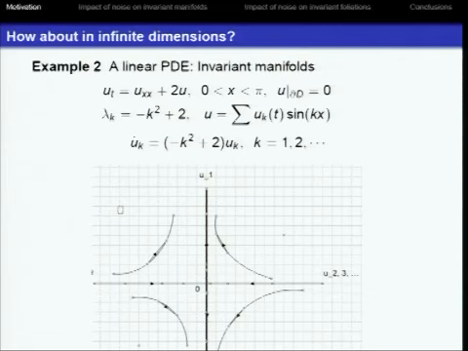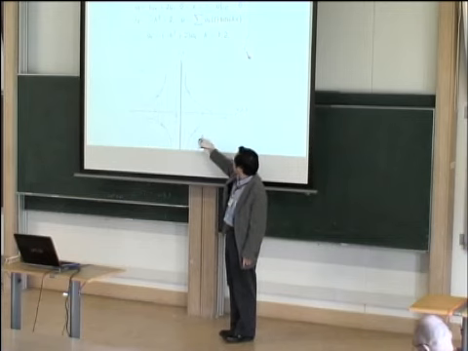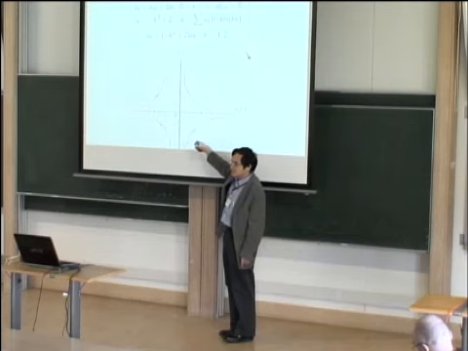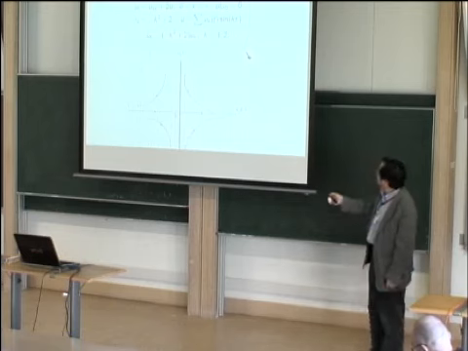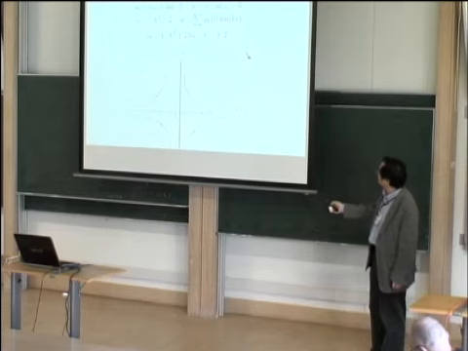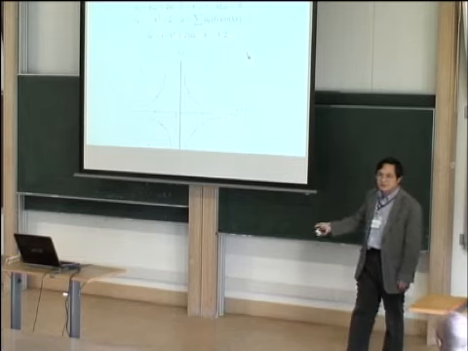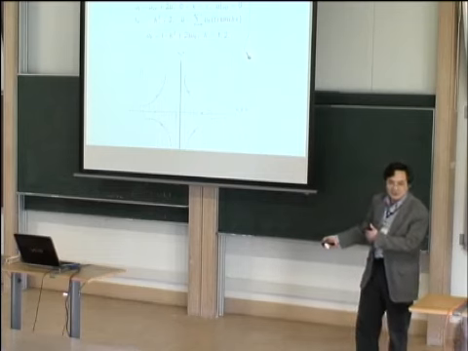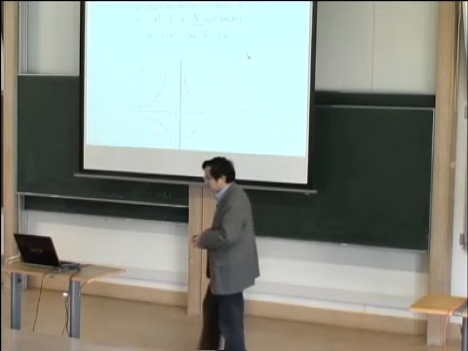Now, this is not a phase portrait because we cannot draw a phase portrait in L2. However, this is a symbolic phase portrait to indicate the dynamics. Only lambda 1 is positive. Therefore, only U1 has positive dynamics here. For the rest of the modes, U2, U3, they all decay to 0. So this is a symbolic phase portrait for an infinite dimensional linear system.